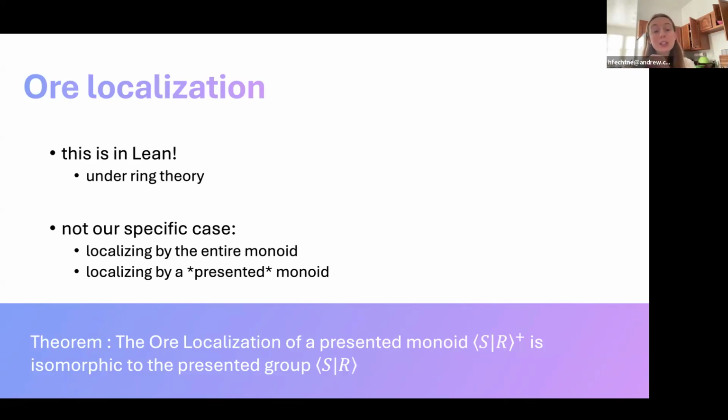So while Ore localization is in Lean, the specific case where we're localizing by the entire monoid, so we have an inverse for every element, and the fact that we're localizing by a presented monoid, that's a little special. So the theorem I proved is that the Ore localization of a presented monoid with generators S and relations R is isomorphic to the presented group with generators S and relations R. So as long as we can Ore localize the braid monoid, we can connect it to the braid group.